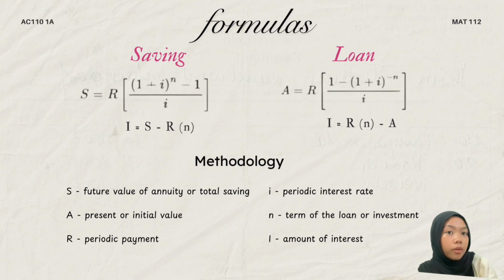In annuity, we must understand 6 variables, which are S, A, R, I, small i, and small n. S is the future value of annuity or total saving. A is the present value of annuity, which is the original amount of the loan. I stands for the amount of interest. R is the amount of the periodic payment. Small i is the interest rate. And lastly, small n is the term of loan and investment.